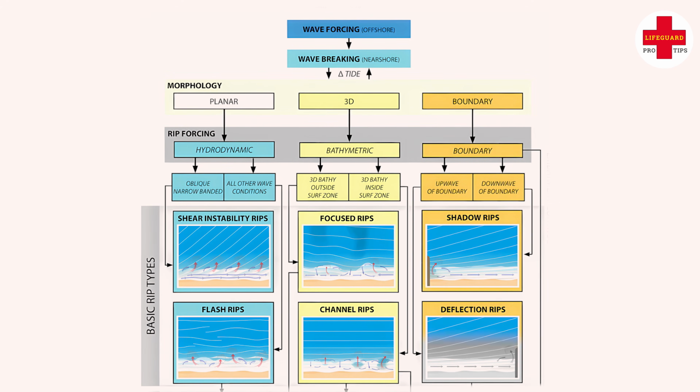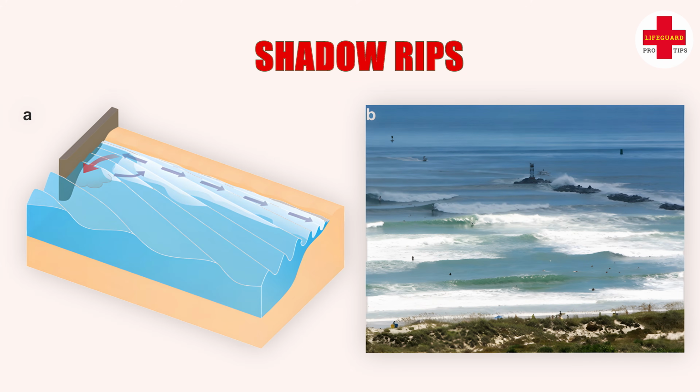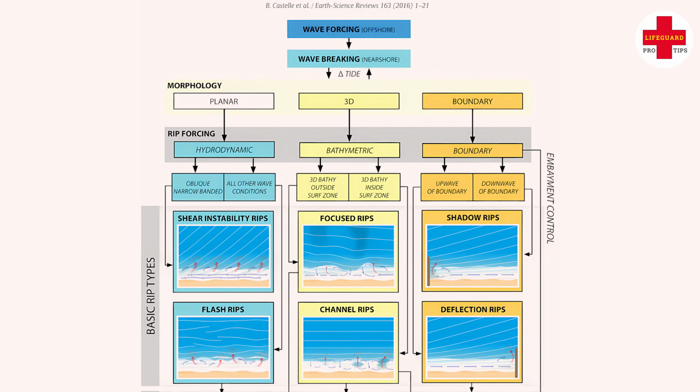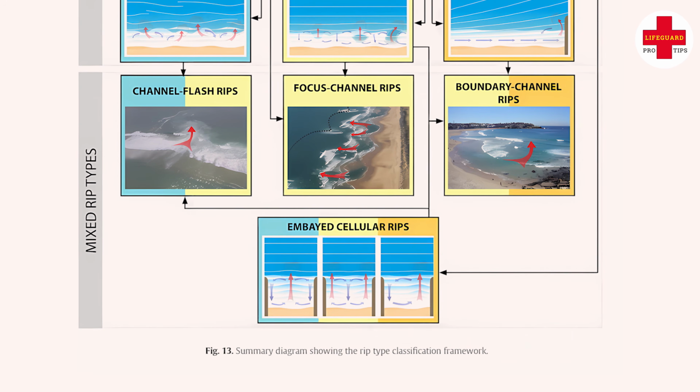Boundary-controlled rips. These form next to hard edges like headlands, jetties, or rocks. Shadow rips happen on the sheltered side of the structure, where fewer waves break. Deflection rips appear on the opposite side, created by currents bouncing off the boundary. But in many cases, some rip currents are hybrids, driven by several forces at once.